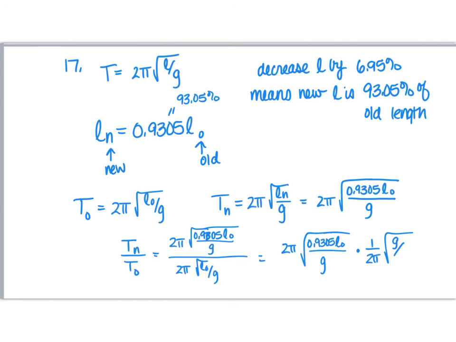So this allows me to cancel some things out, get rid of the 2 pi, the G cancels out, and the L naught cancels out, and the ratio ends up to just be 0.9305 over 1, and so the square root of 0.9305, which is equal to 0.9646.